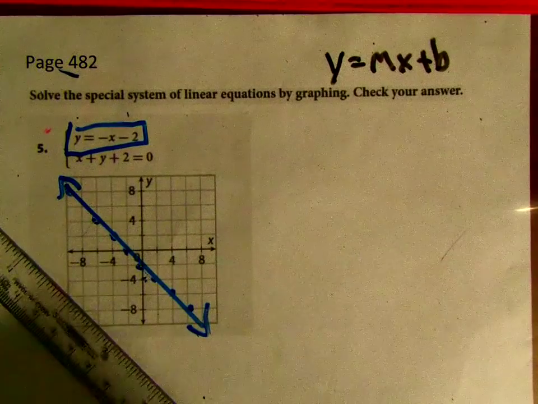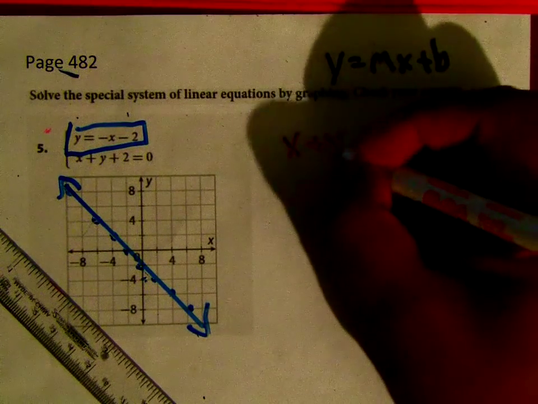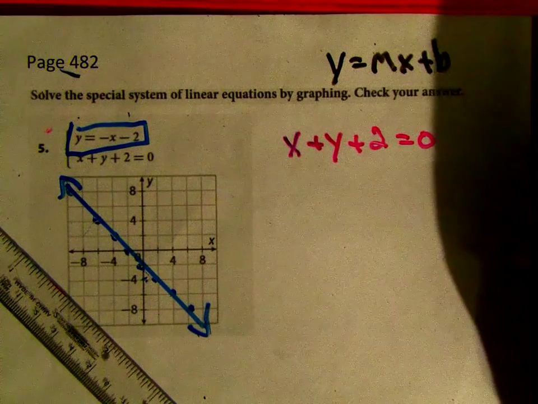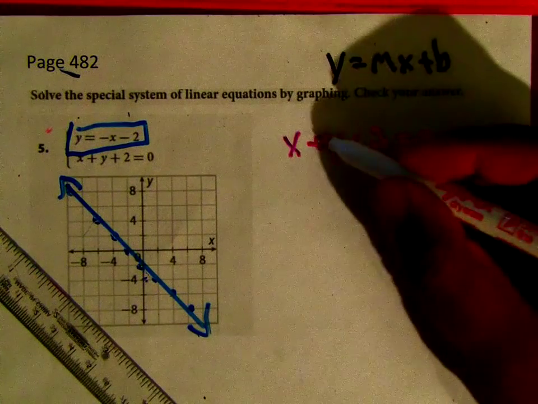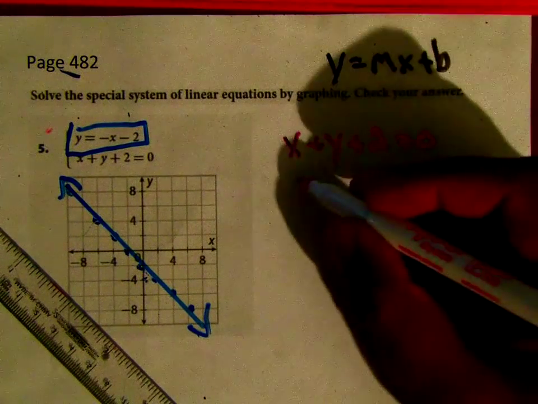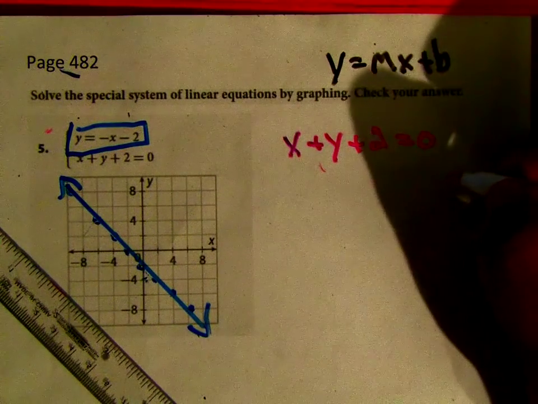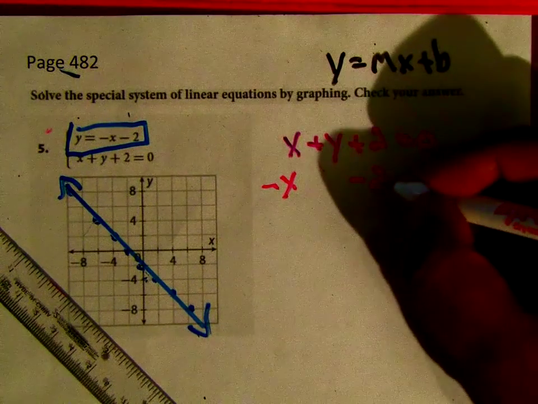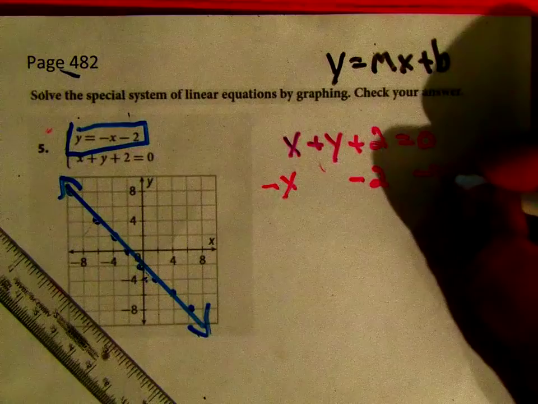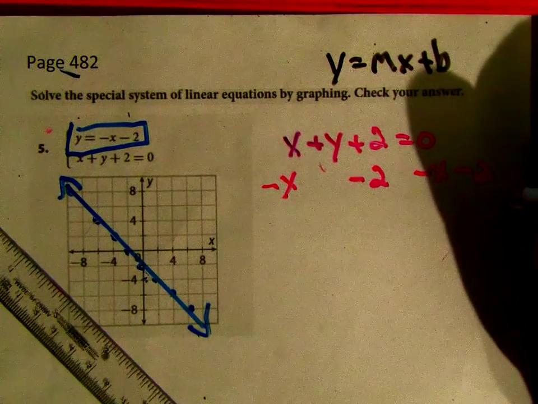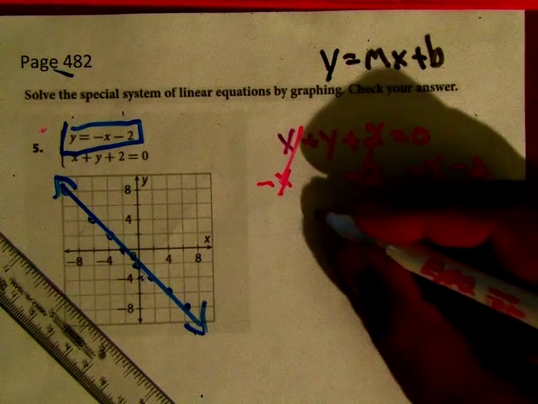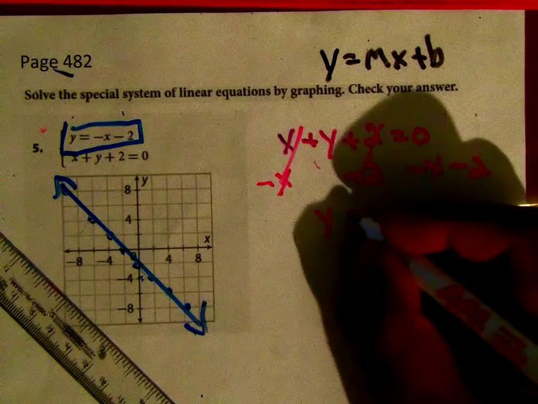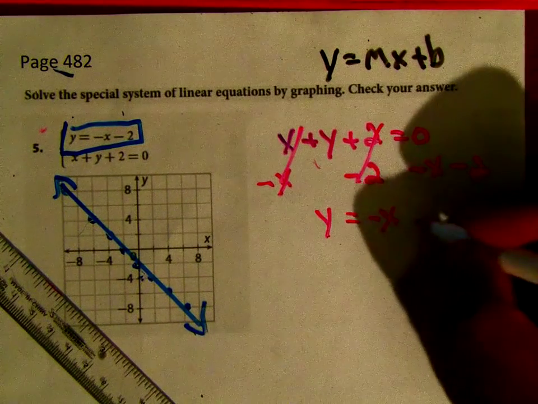Now I'm going to go ahead and do the second one here. That's going to be x plus y plus 2 is equal to 0. Completely not in the y equals mx plus b format. So I want to get this y by itself. In order to do that, I have to move the x and the 2 over to the other side, so I do the opposite. I'm going to subtract x and subtract 2 on both sides here. So it'll cancel out, leaving just a y, and that's going to be equal to negative x minus 2.